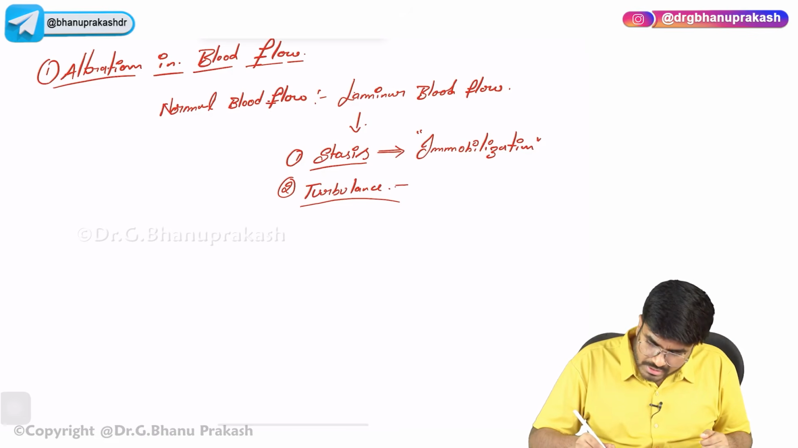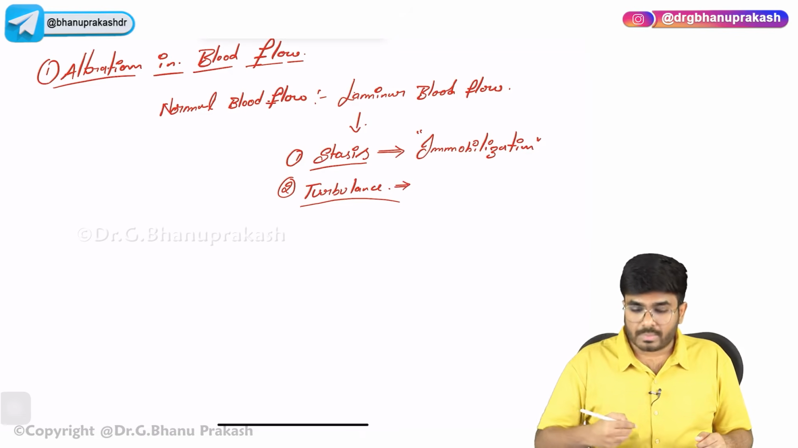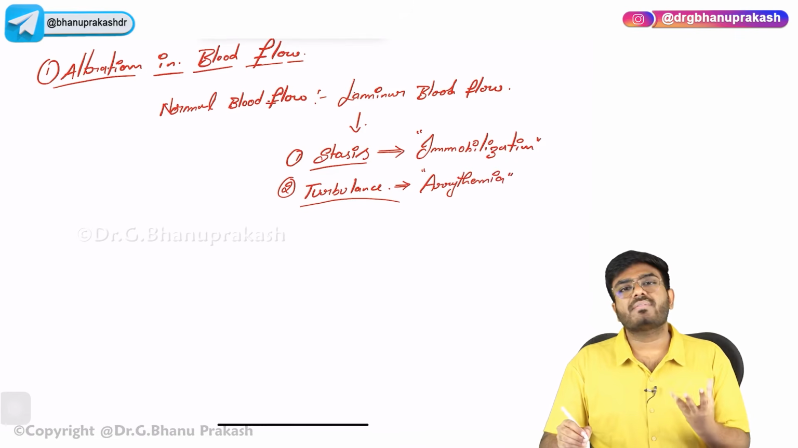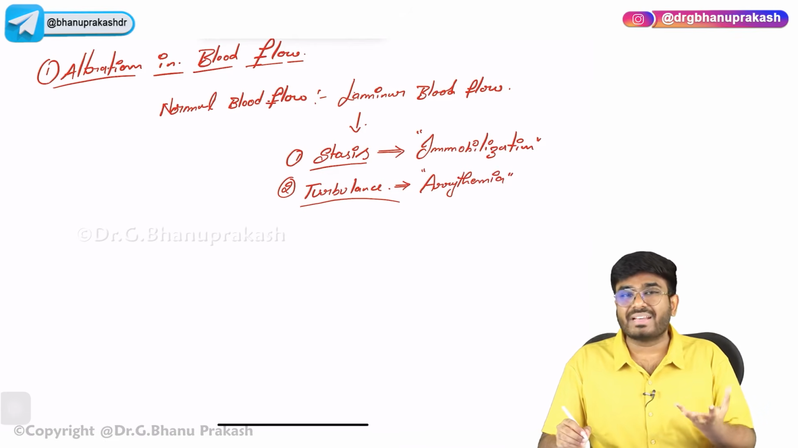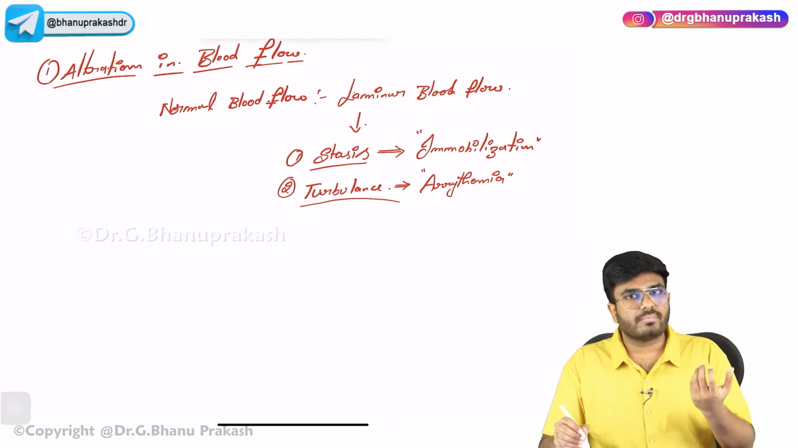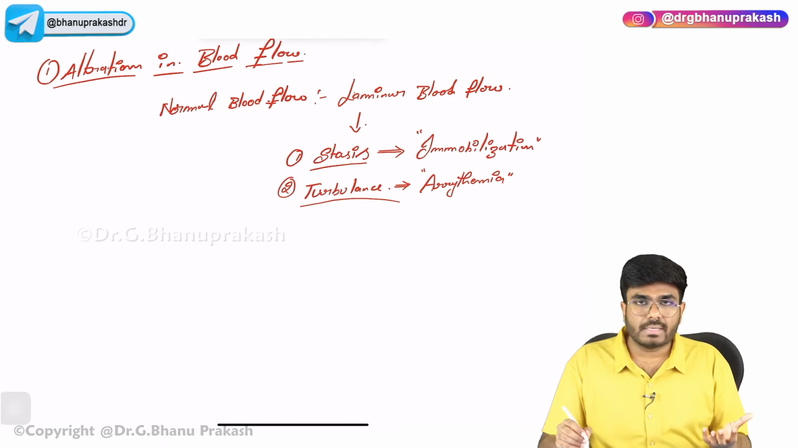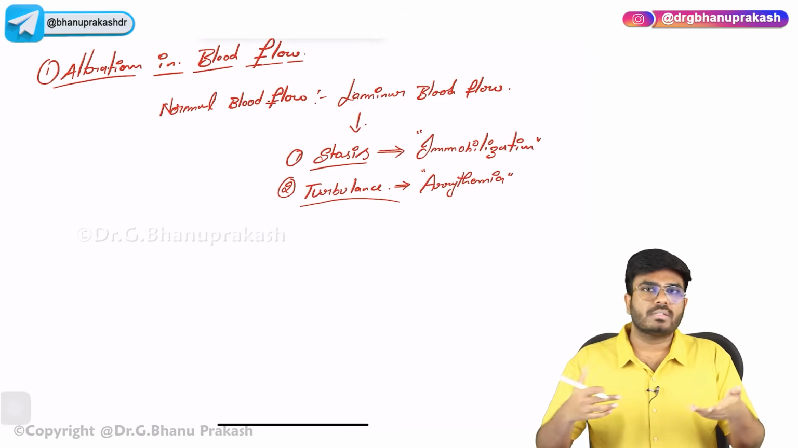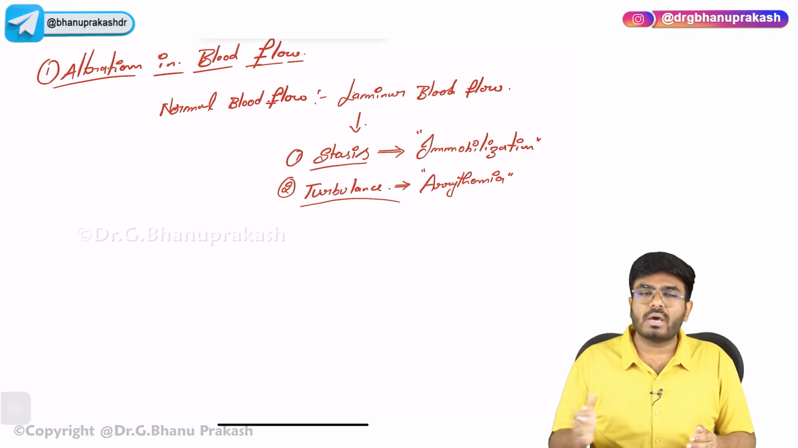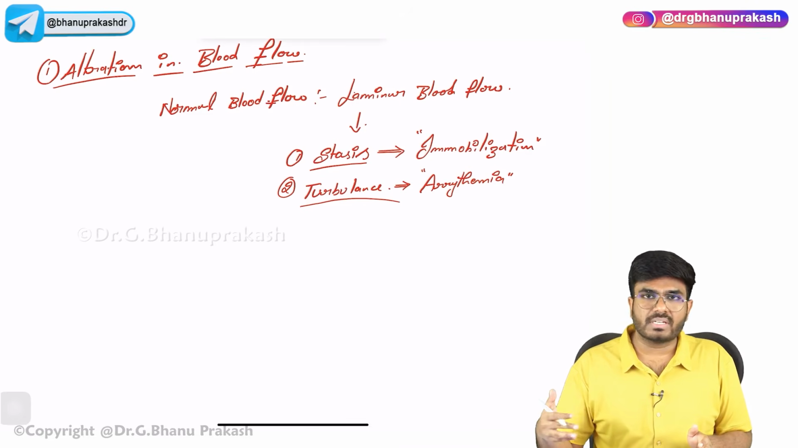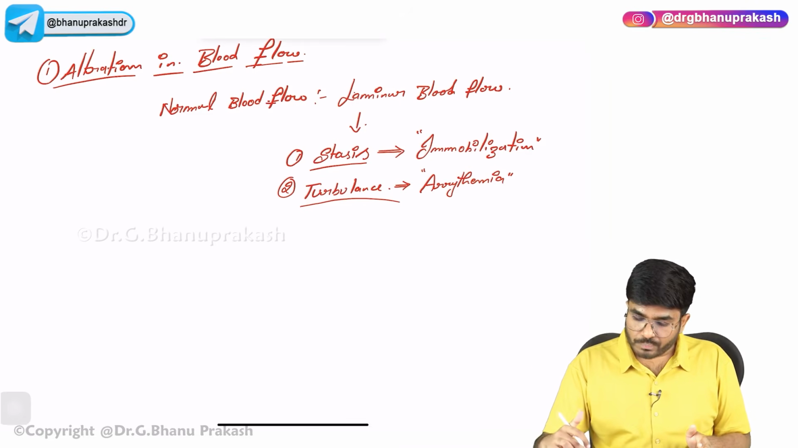Or turbulence. In which conditions can you see turbulence? Turbulence can be seen with arrhythmias, for example fibrillation, ventricular flutter, and ventricular tachycardias. Whenever there are ventricular wall defects or tachycardias, the blood is just churned. Now there is no proper laminar blood flow, there is turbulence. Turbulence activates the platelets, and platelets can cause thrombosis.